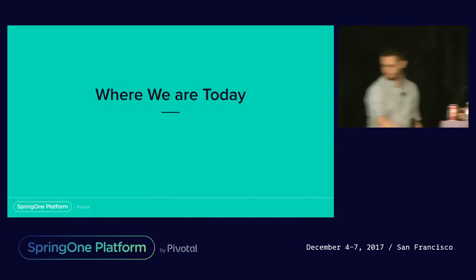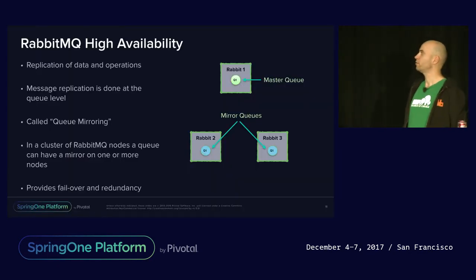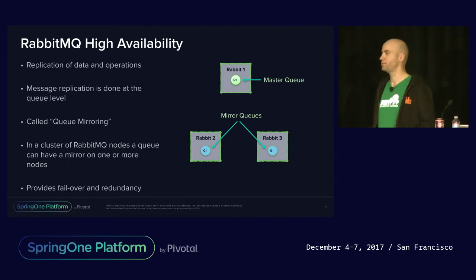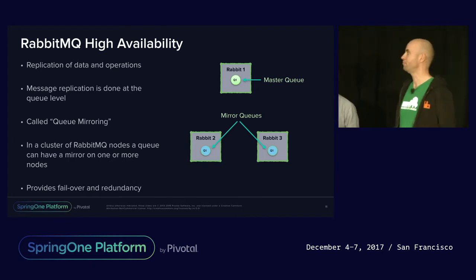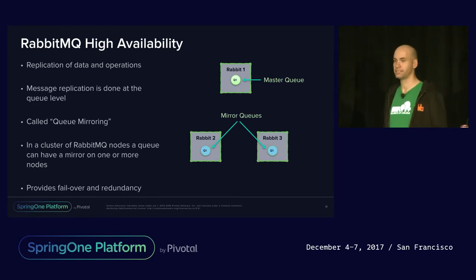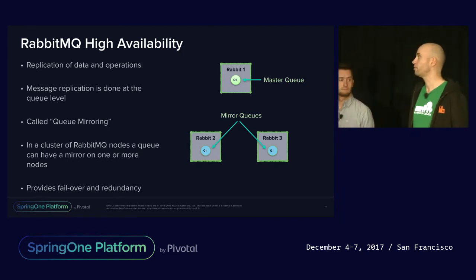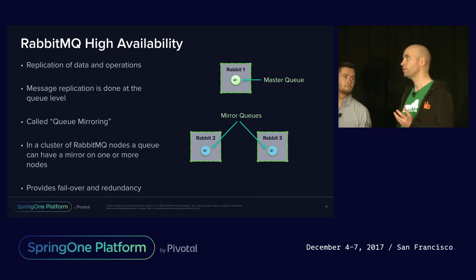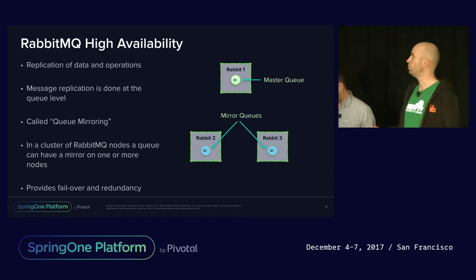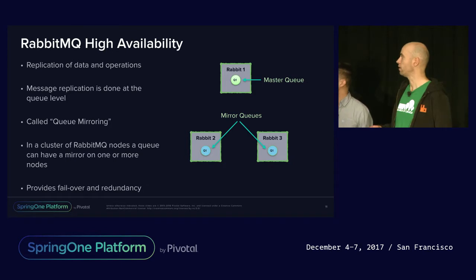Where are we at the moment? Okay. So like any good data service, RabbitMQ has got a high availability story. And achieving high availability typically necessitates the need to replicate your data and replicate your operations. And RabbitMQ does this. RabbitMQ does it at the queue level. So a queue is a primitive in RabbitMQ. We call this queue mirroring. So we got a master queue, and we got one or more mirror queues on other RabbitMQ cluster nodes. And the reason we have this is for failover and redundancy. Right? Try to keep your data safe.